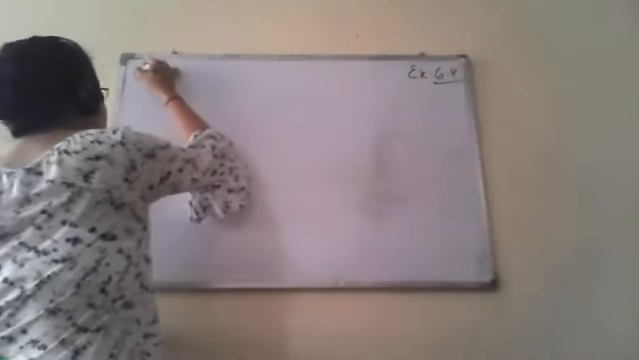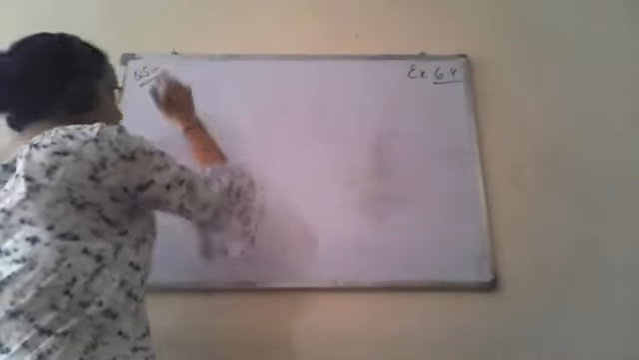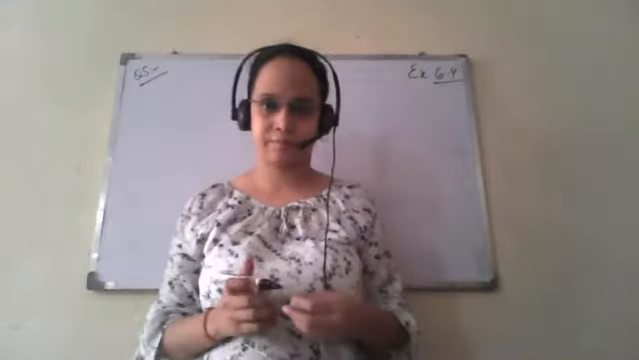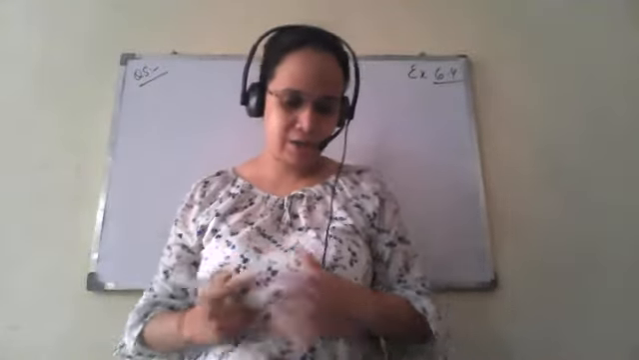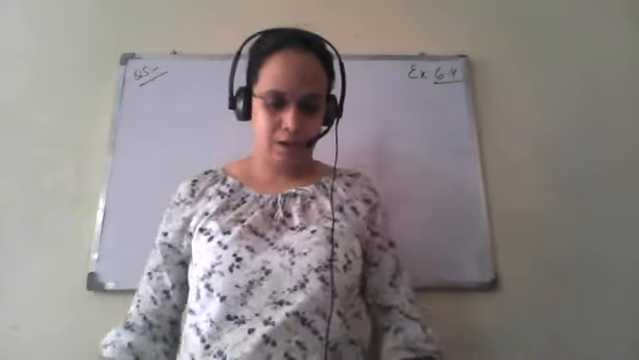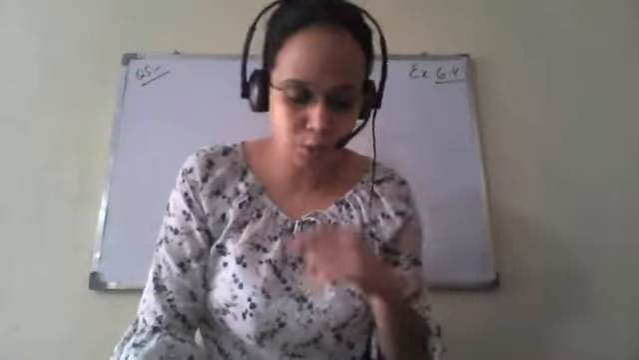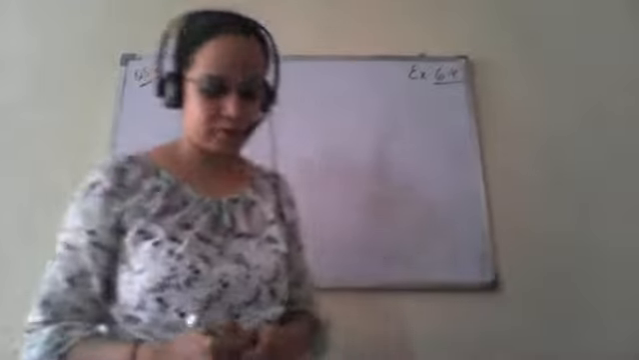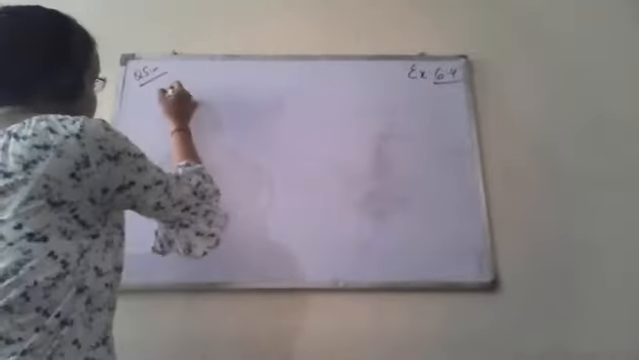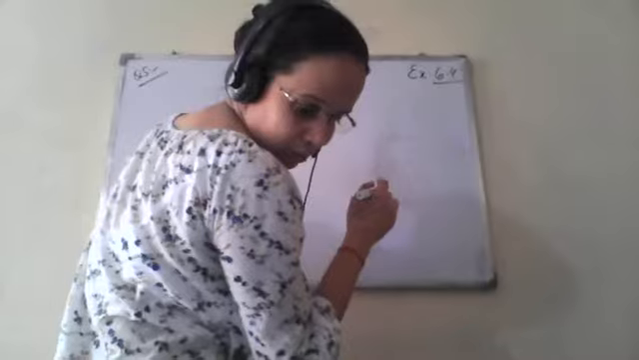Exercise 6.4, question number 5. It says find the least number which must be added to each of the following numbers so as to get a perfect square. Also find the square root of the perfect square so obtained. In the last question we subtracted. In this question we are going to add the number to make it a perfect square. So the first number is 525.